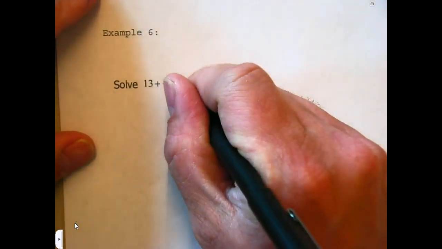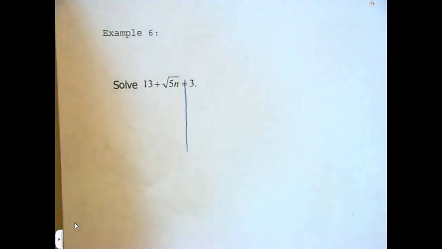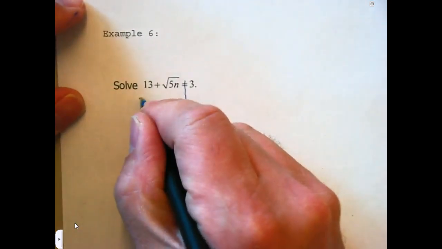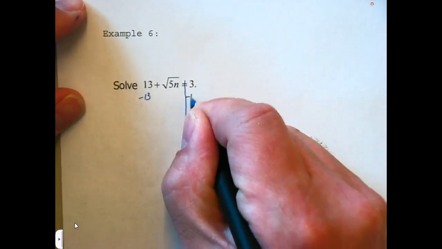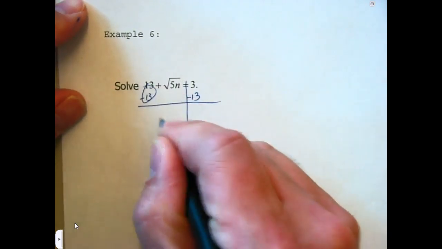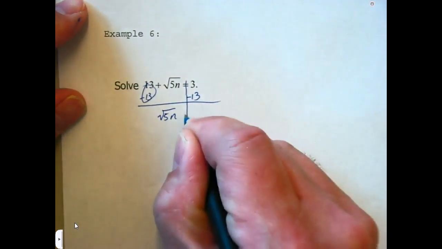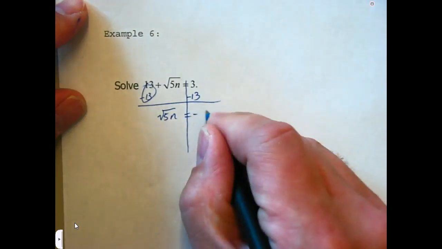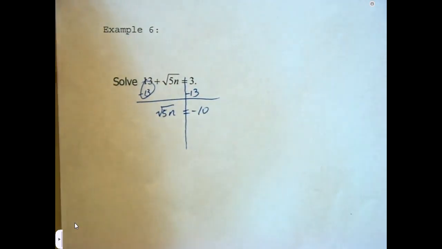So just a quick review. First step, Jonathan, first step. Subtract 13 from both sides. Good, subtract 13. Okay. All right, negative 10. Janice?